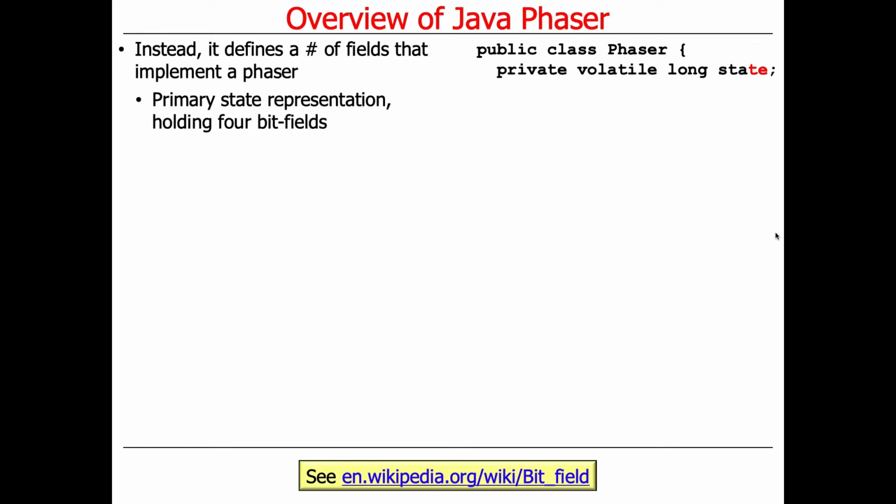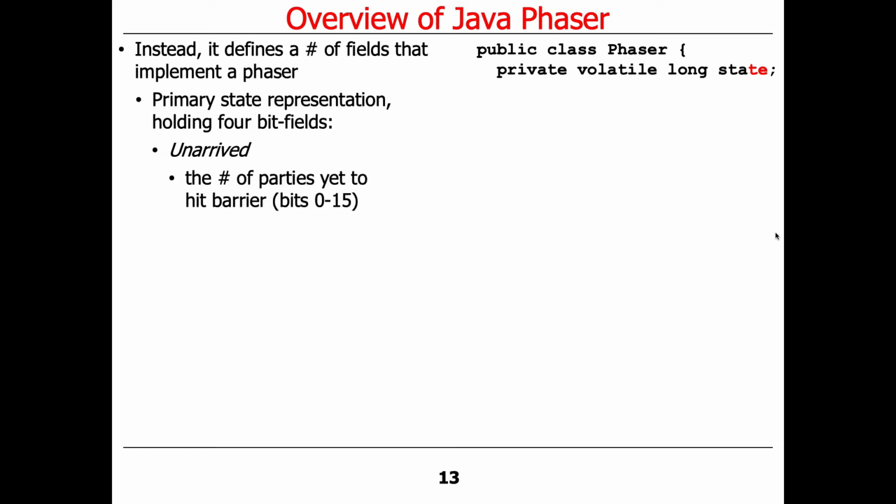The primary state representation holds 4 bit fields. If you're familiar with the concept of a bit field, it's basically just a way of packing bits or bit sequences into an integer or a long. In this case, it's a long. One of the bit fields, bits 0 through 15, keeps track of the number of parties that have yet to arrive or hit the barrier. So you can see that those are used to keep track of that.